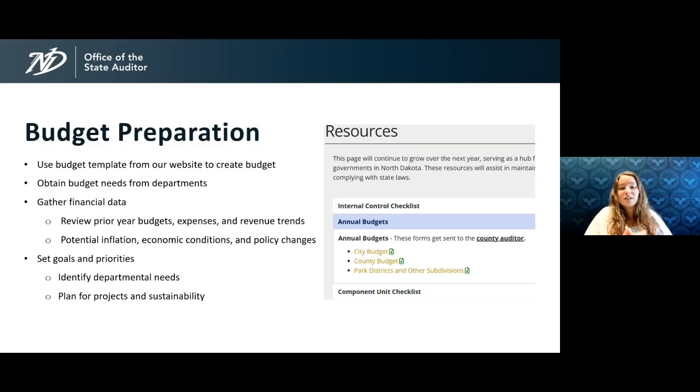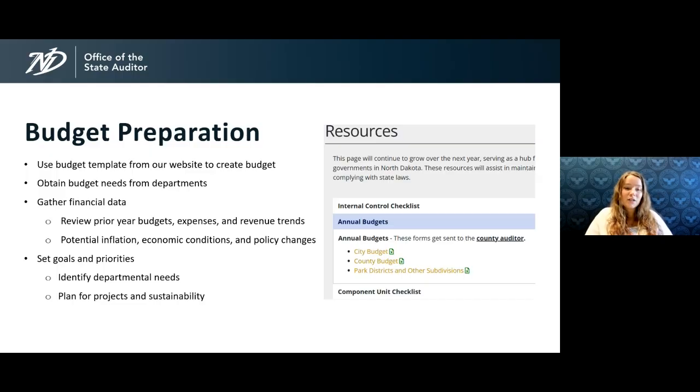While you're going through this process, obtain budget needs from different departments, gather your financial data, and review prior year budgets, expenses, and revenue trends. Forecast for any potential inflation, economic conditions, and policy changes. The economic conditions have been pretty crazy lately, so make sure you're paying attention to those and accounting for them appropriately.